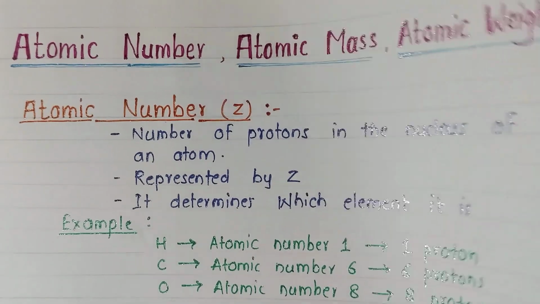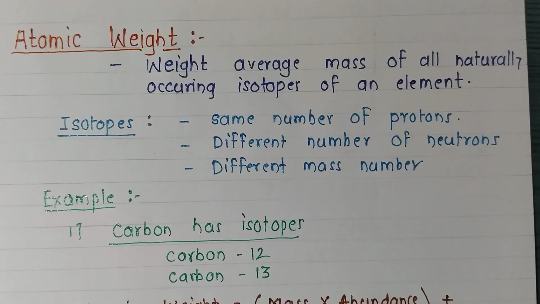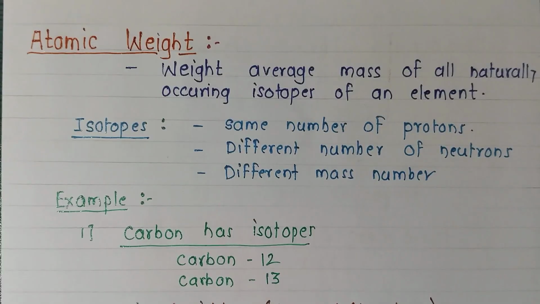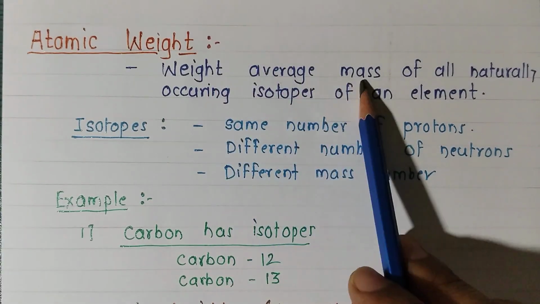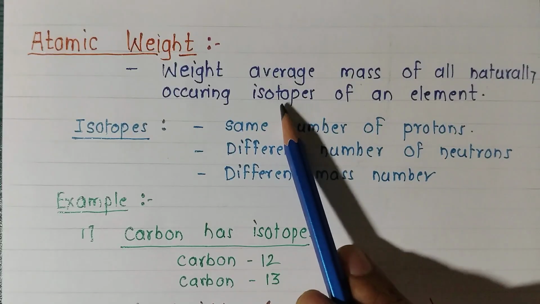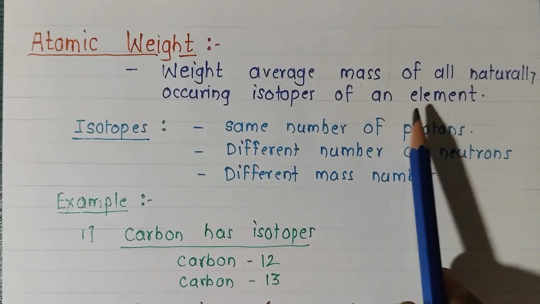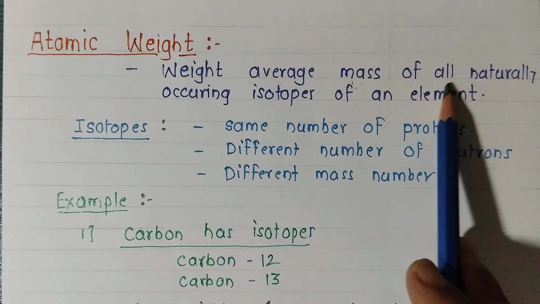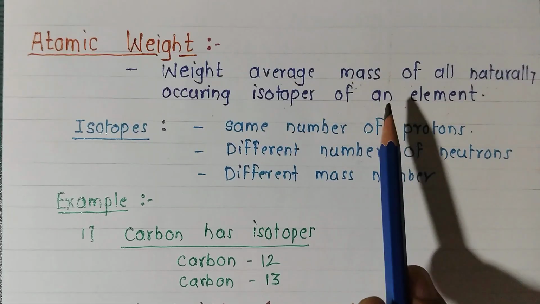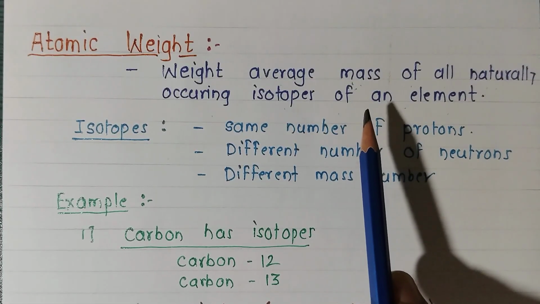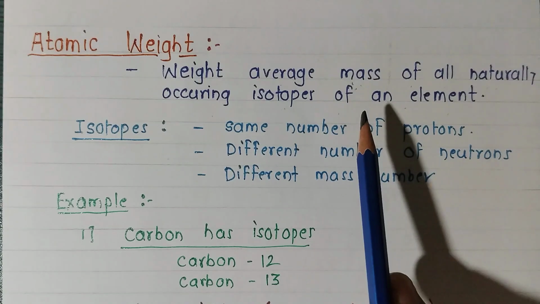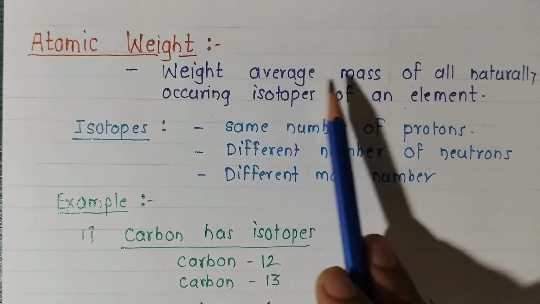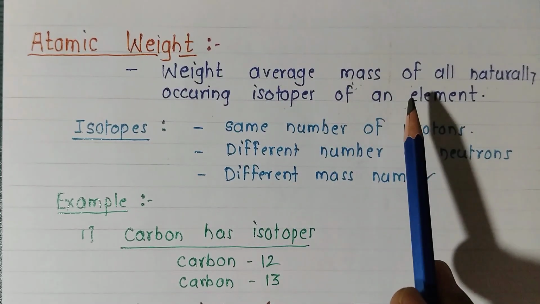Now we understand atomic weight. So what is meant by atomic weight? It is the weighted average mass of all naturally occurring isotopes of an element. Suppose we consider carbon. As we know, carbon has different isotopes, carbon 12 and carbon 13. So it is the weighted average mass of all the isotopes of an element.